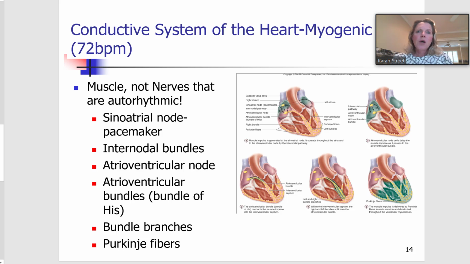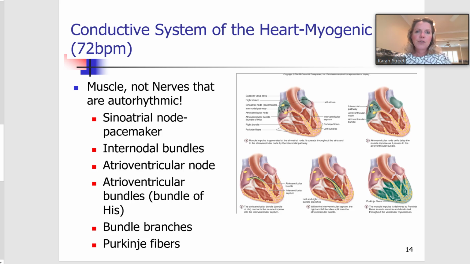When we left off on Monday, I was telling you about the specialized and the contractile cells of the body, specifically of the heart, I should say. And the specialized cells, as you heard me say on Monday, are able to reach threshold on their own. They can generate their own action potential.